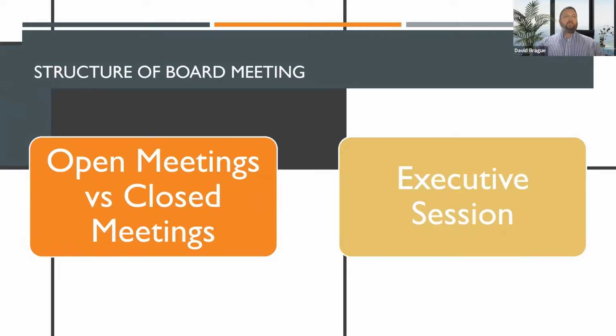All right, structure of board meetings. Most board meetings are open meetings, which means that the association or membership is welcome to come view the meeting. Versus a closed meeting, which is when you have a meeting between the board and the management company. And then executive sessions will be meetings where the board of directors are discussing sensitive items such as delinquencies, violations, and so forth.